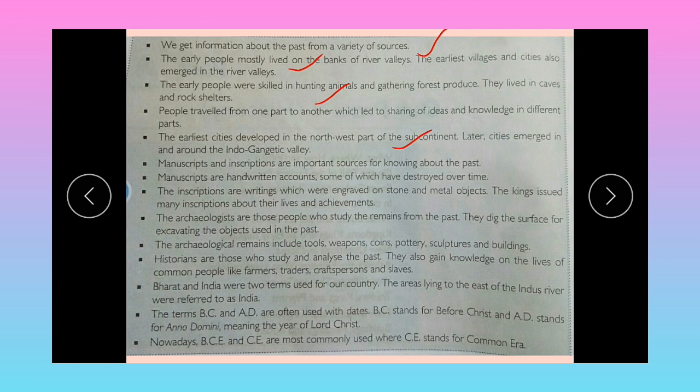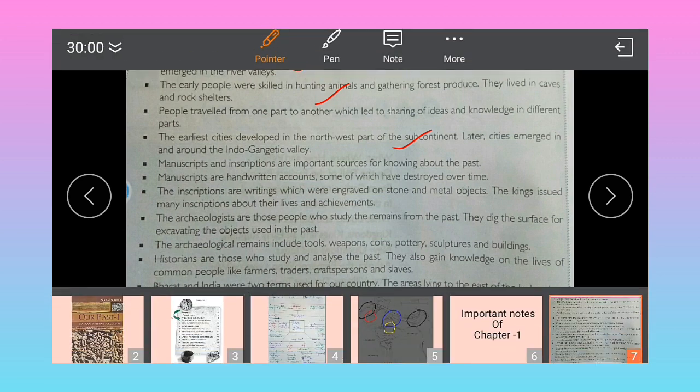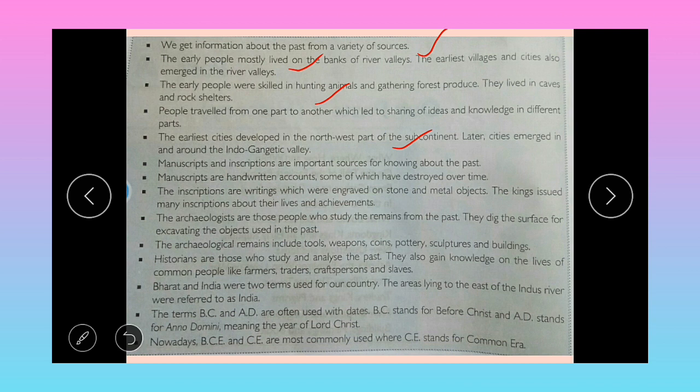Now, manuscripts and inscriptions are important sources to know about the past. These are right: manuscripts mean old literature. Our oldest manuscripts are the Vedas, and among the Vedas the Rig Veda is the oldest. From that we can know about our past. You can also consider our two great epics, Ramayana and Mahabharata, as manuscripts.